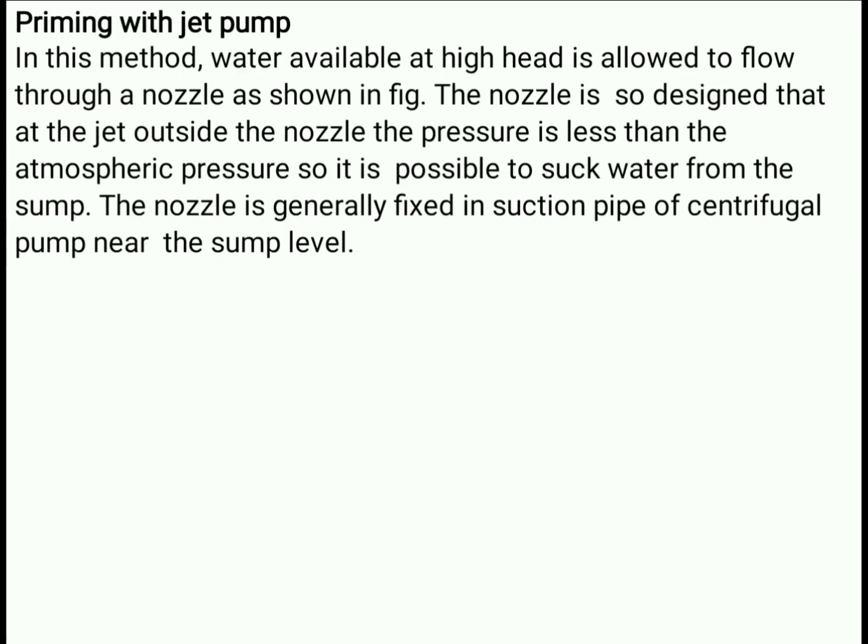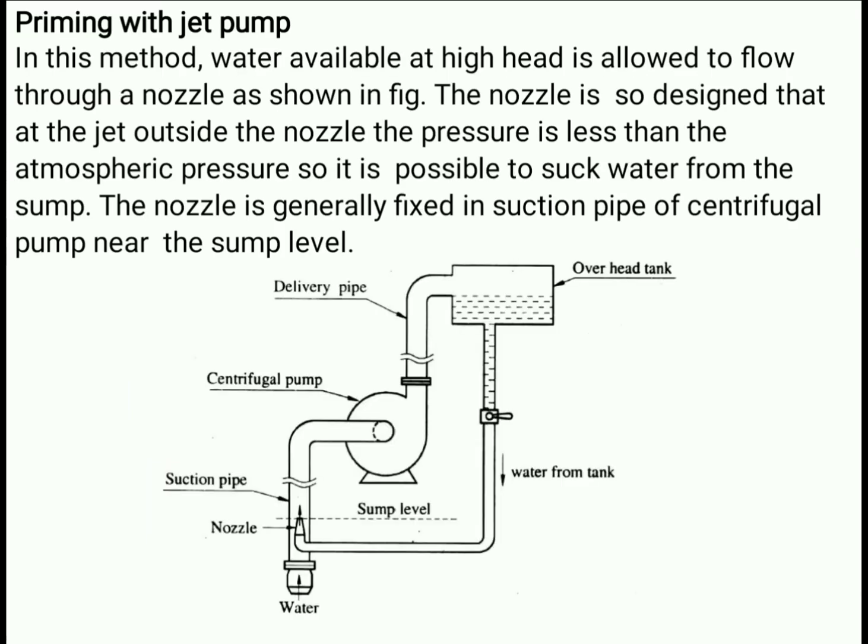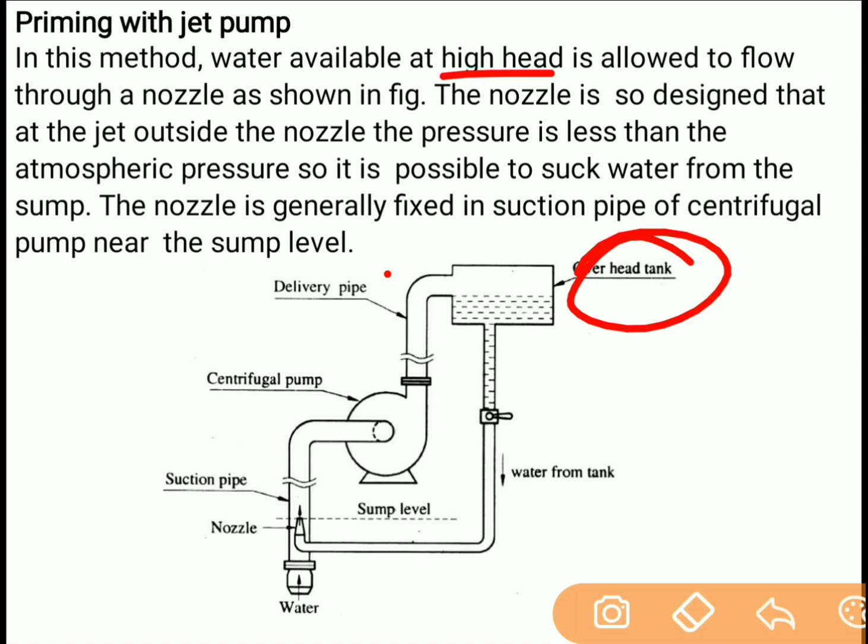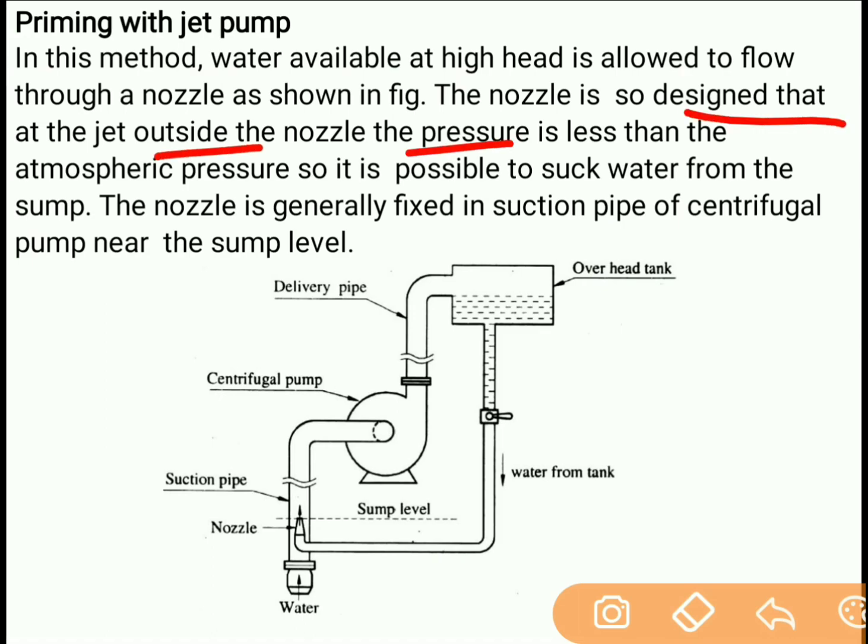Next, priming with a jet pump. In this case, water is available at a high head, and this water at the end of the delivery pipe causes water to flow inside this centrifugal pump with the help of a nozzle. The nozzle is so designed that the jet outside the nozzle is at a pressure less than the atmospheric pressure. So the pressure at the end of the nozzle is less than the atmospheric pressure.